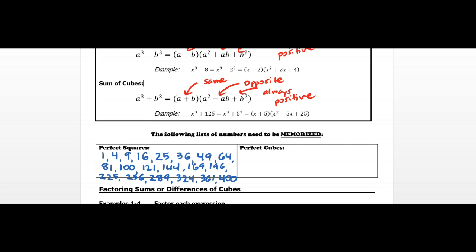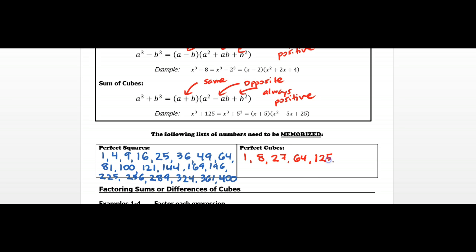Now that we know this rule for a difference and sum of cubes, you also need to be able to recognize your perfect cubes. And so I'm going to have you memorize the first 10 perfect cubes. They are 1 cubed, which is 1, 2 cubed, which is 8, 3 cubed, which is 27, 4 cubed, which is 64. Notice that 64 is both a perfect square and a perfect cube.